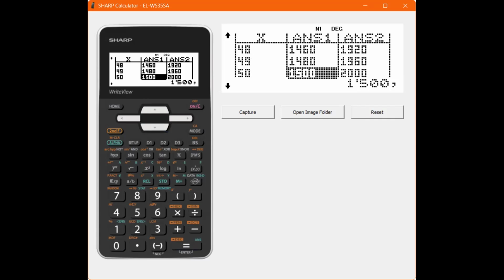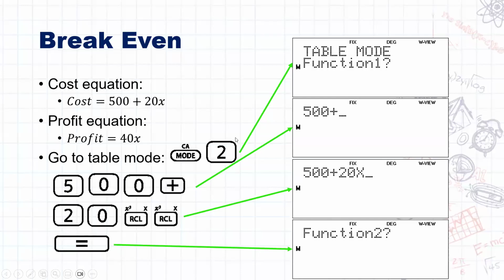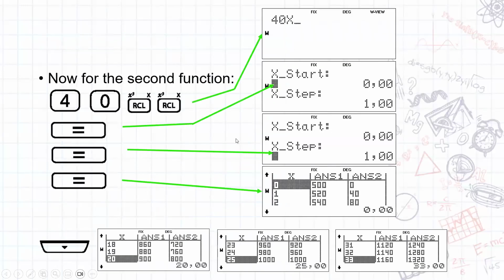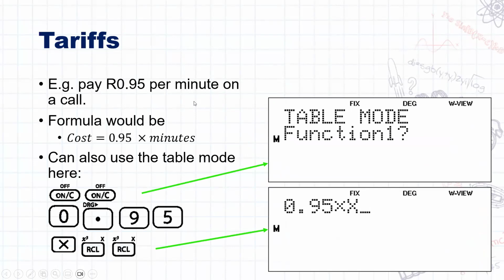In fact, you can use this with all sorts of things like tariffs and so on. So here again, here's your tariff. You pay 95 cents per minute on a phone call, and then we can see how much it would cost. Sometimes there would be a rental fee involved, and so you could do a comparison between the two: when is it cheaper versus when is it more expensive per call, and so forth.